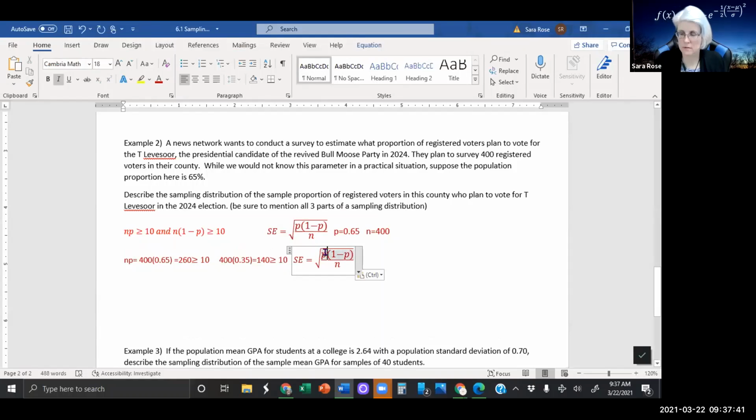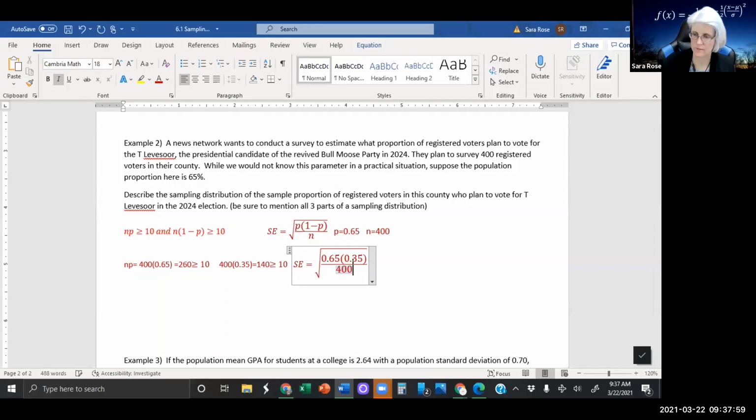And in place of P, we're just going to put in 0.65. And I could put in 0.65 here, but why not just say 1 minus 0.65 is 0.35? And our number is 400, the number in the sample. And what does that give us as an answer? The square root of 0.65 times 0.35 divided by 400.